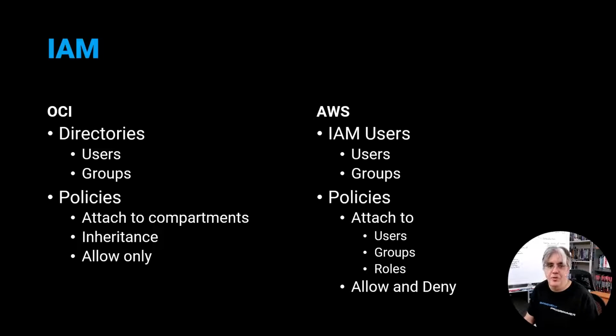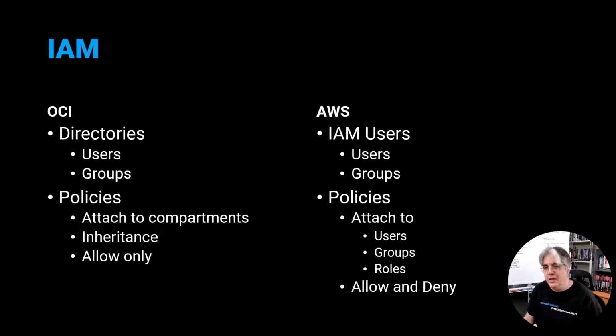AWS does allow you to allocate permissions to specific users, which is generally a really bad idea because then you have to go trying to track down where the policies are set up. OCI enforces permissions at the group level, not the individual user level, so it makes it a little bit more clean there.